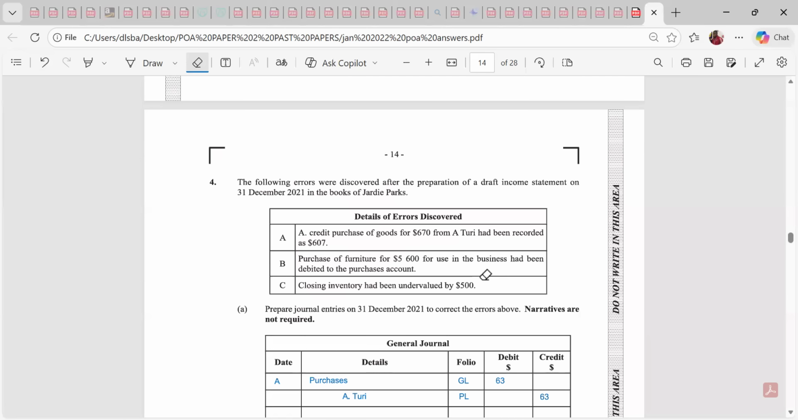First one, a credit purchase of goods of $670 from A Turi has been recorded at 607. Anybody remember the name of that error? Wrong amount? Commission is the wrong person's account. When you put the wrong amount, it's called error of original entry.